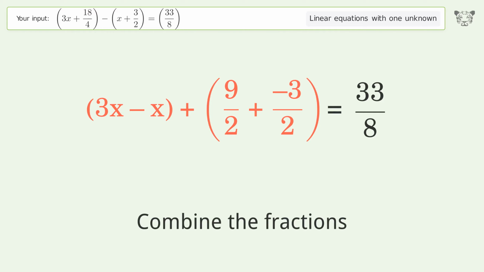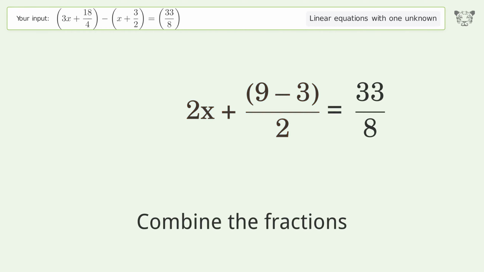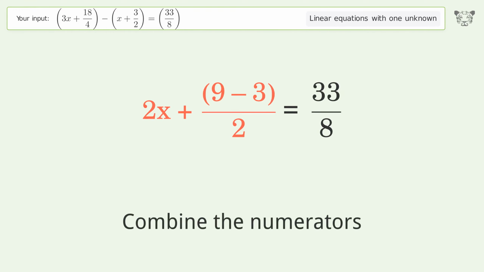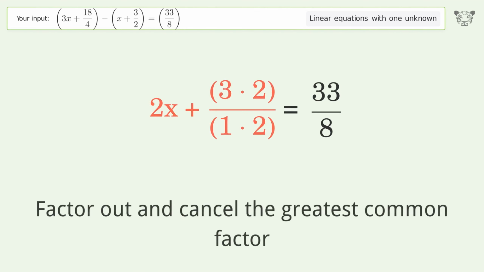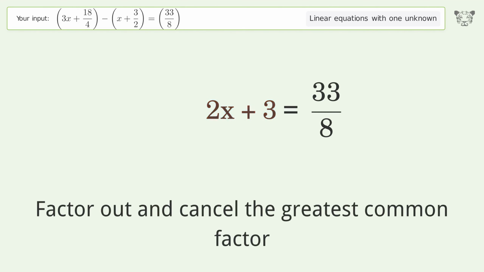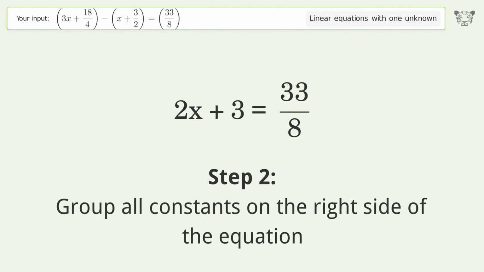Combine the fractions. Combine the numerators. Find the greatest common factor of the numerator and denominator. Factor out and cancel the greatest common factor. Group all constants on the right side of the equation.